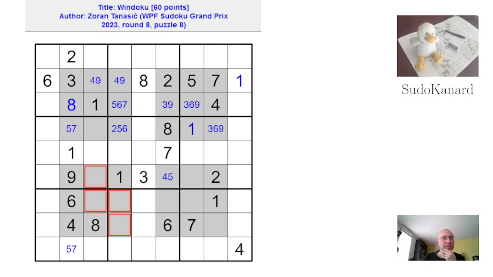Those cells need 2, 3, 5, and 7. So this is from 2, 3, 5. This is from 5 and 7. And something interesting here is that we have a 5, 7 pair. So this is neither 5 nor 7. So it has to be from 2 and 6. So only 2 candidates after all.